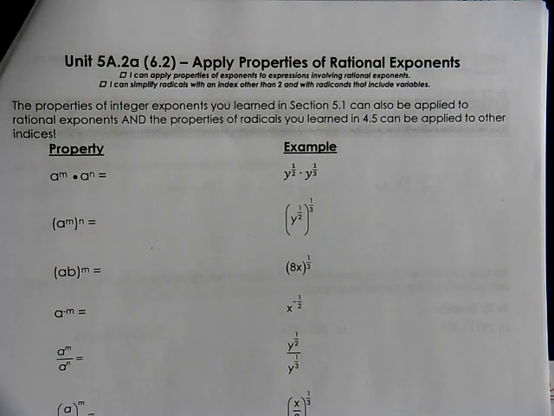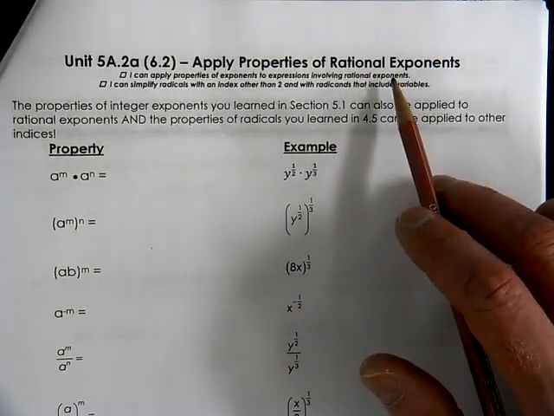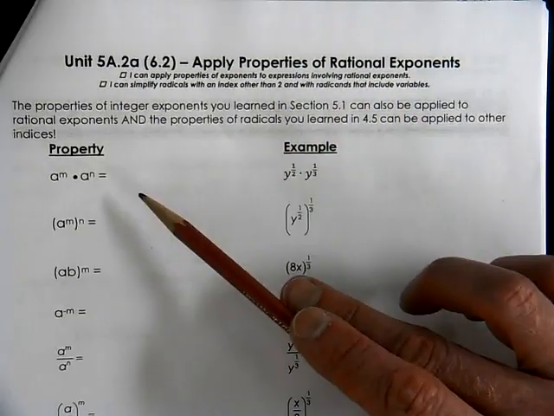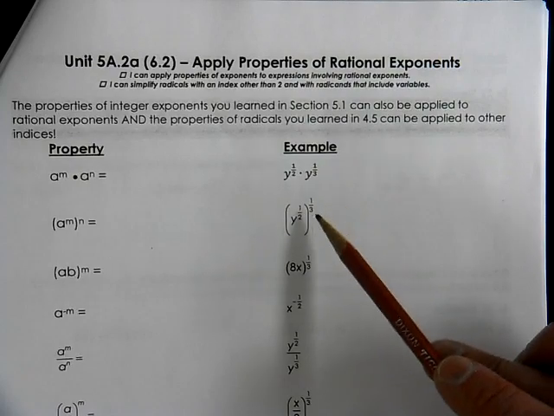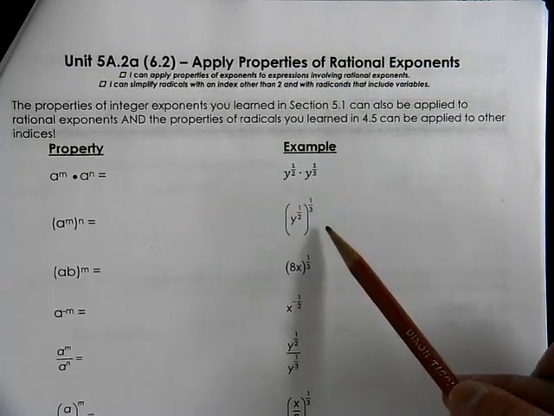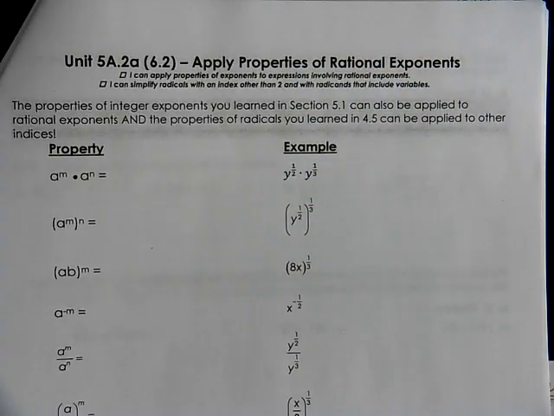This is Algebra 2 with Trig, 5A.2a. We're working on properties of rational exponents. You've learned these properties before, but how to deal with them with fractional exponents is sometimes a challenge.